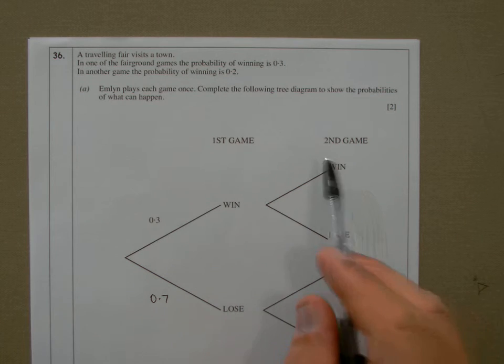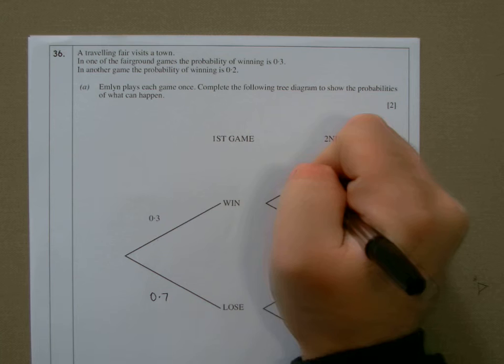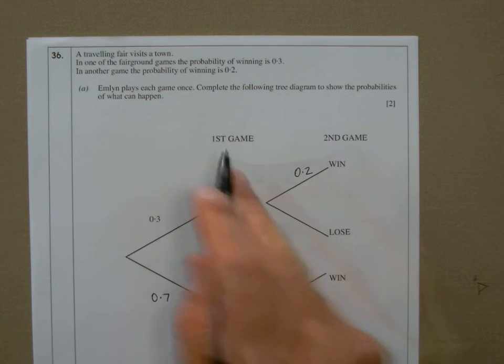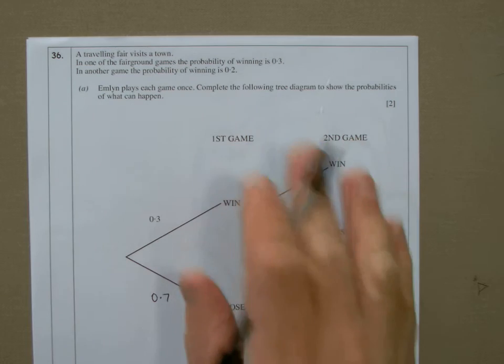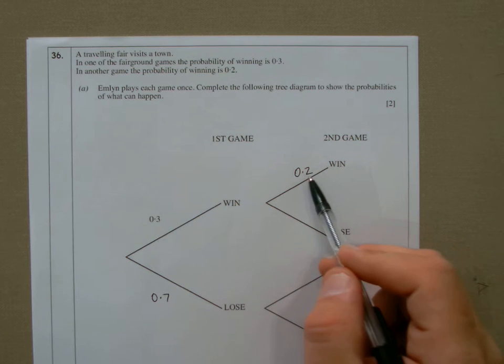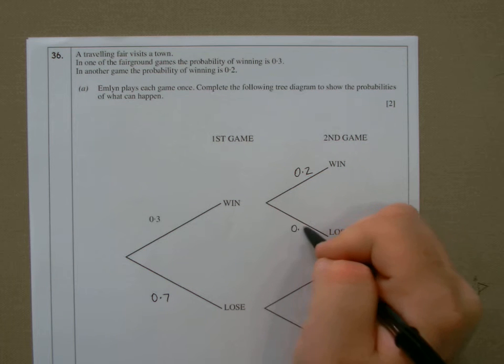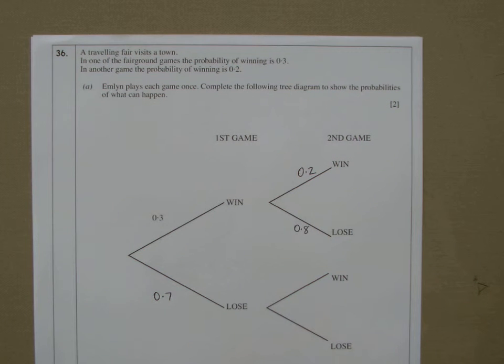In game 2, the chance of winning is 0.2. Okay, so of course then, it's got to add up to 1, right? This is a different game to the first game, right? It does say up there, they're completely different games. So probability of winning the second game is 0.2. Losing the second game, if you think about it then, it's got to be 0.8 because it adds up to 1.